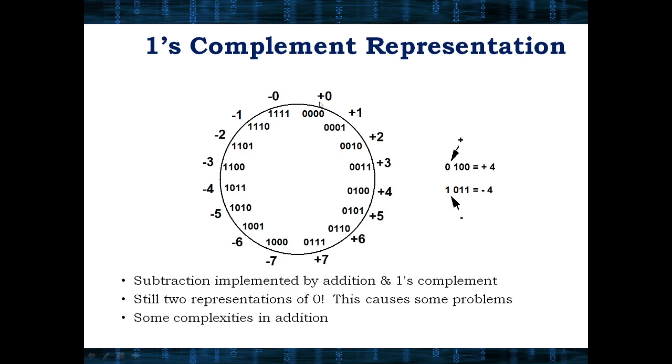Like that, here we have 0 to plus 7. We'll just take the complement of plus 7, that becomes minus 7. We are just complementing each bit, so that will give you the negative value. All these are negative values for the positive numbers. Subtraction is implemented by addition in ones complement, but there are still two representations of 0. So here also there are two representations for the 0 value. This causes some problems and some complexity in additions.